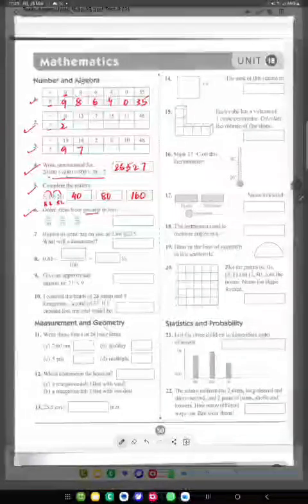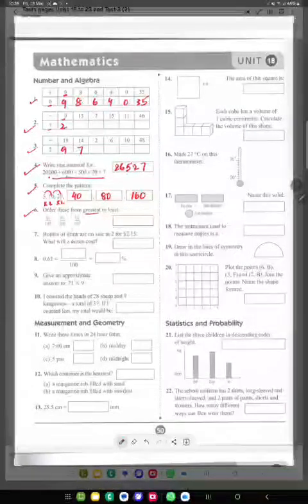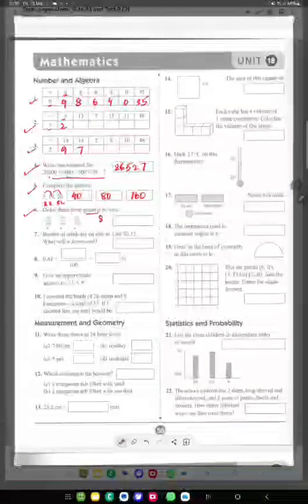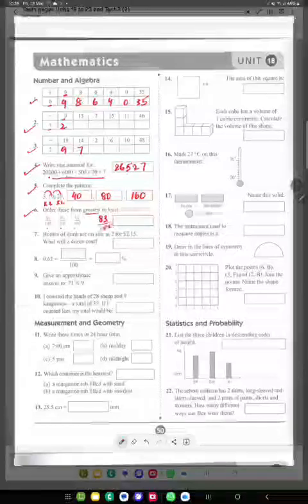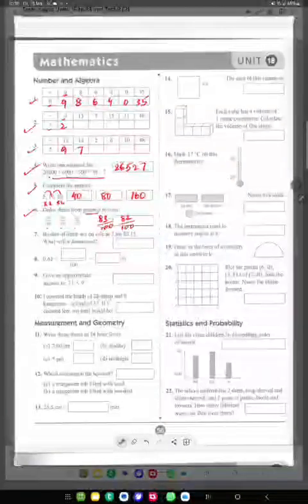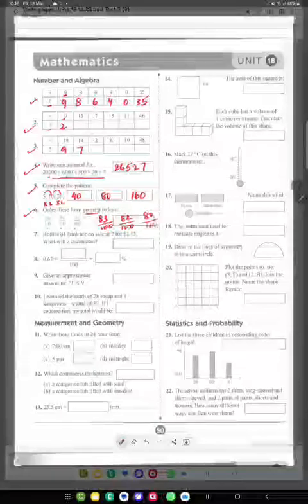In question 6, order these from greatest to least. That means the biggest number will come first. I can see all the denominators are 100, so it's just 83 hundredths, then 82 hundredths, then 80 hundredths. All good.